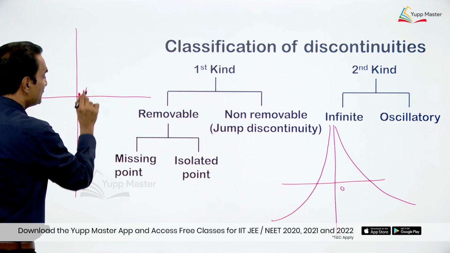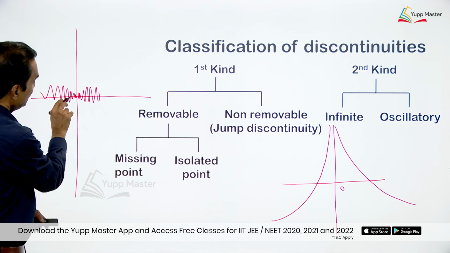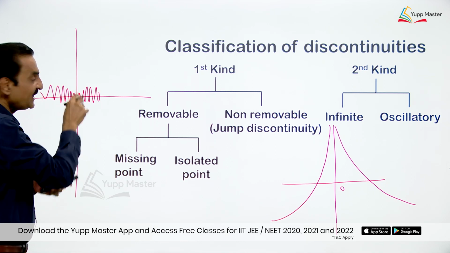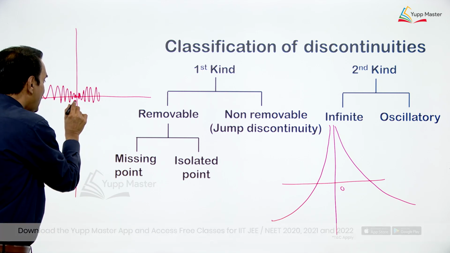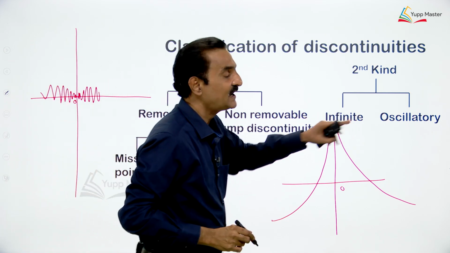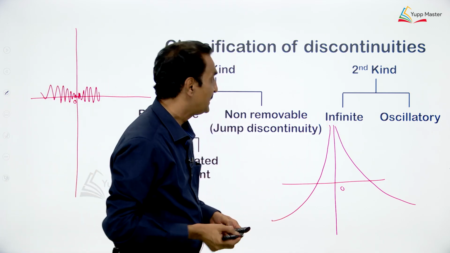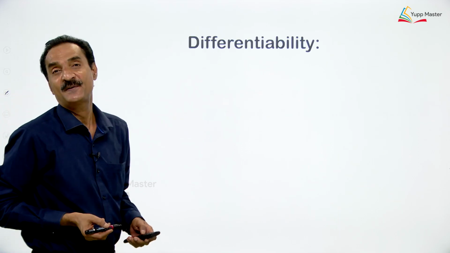This kind of discontinuity is infinite discontinuity, and oscillatory discontinuity is a discontinuity of this kind. Suppose there is a function like this, it is oscillating fastly. So, at this point the function is said to be having oscillatory discontinuity. Okay. Now, some points about differentiability.